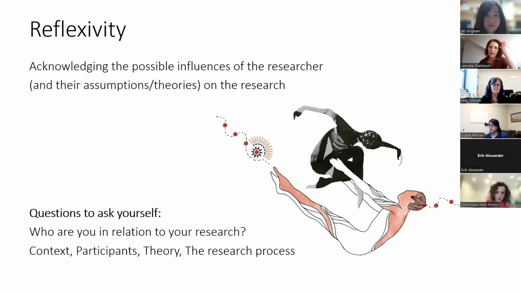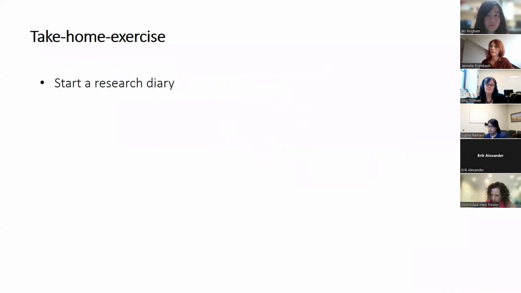So questions to ask yourself then are, who are you in relation to your research? Who are you in relation to your context? Are you an insider? Are you an outsider? And what knowledge does that give you? Who are you in relation to your participants? Do you know them? What relationships do you have with them? Who are you in relation to the theories that you use and to the phenomenon that you investigate? Do you have experiences with it yourself and certain opinions about it? And the research process and all the steps involved there.